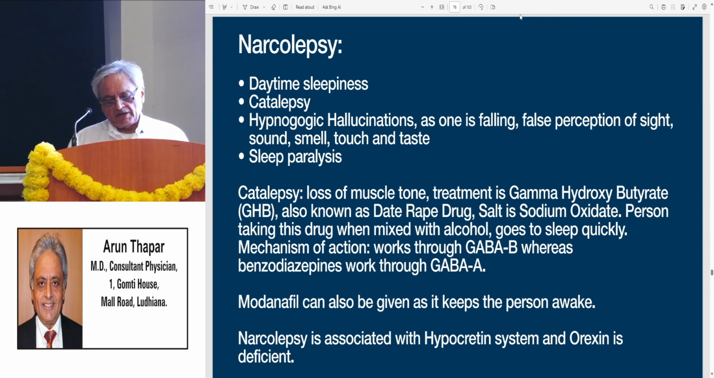The treatment is gamma hydroxybutyrate or GHB. This is also known as the date rape drug, and the salt is sodium oxybate. A person taking this drug when mixed with alcohol goes to sleep quickly. It's a banned drug now. Its mechanism of action works through the GABA B mechanism, whereas the benzodiazepines work through GABA A. Modafinil can also be given as it keeps the person awake, and narcolepsy is often associated with the hypocretin system, and orexin is deficient.